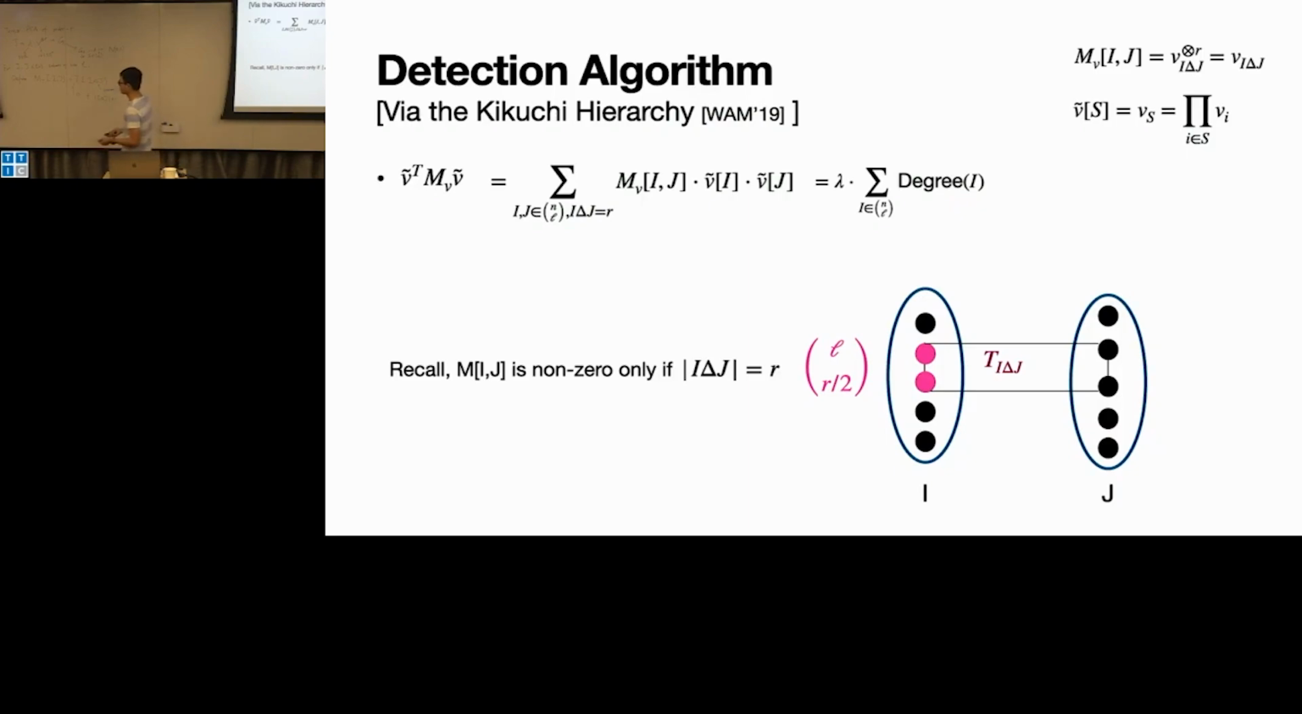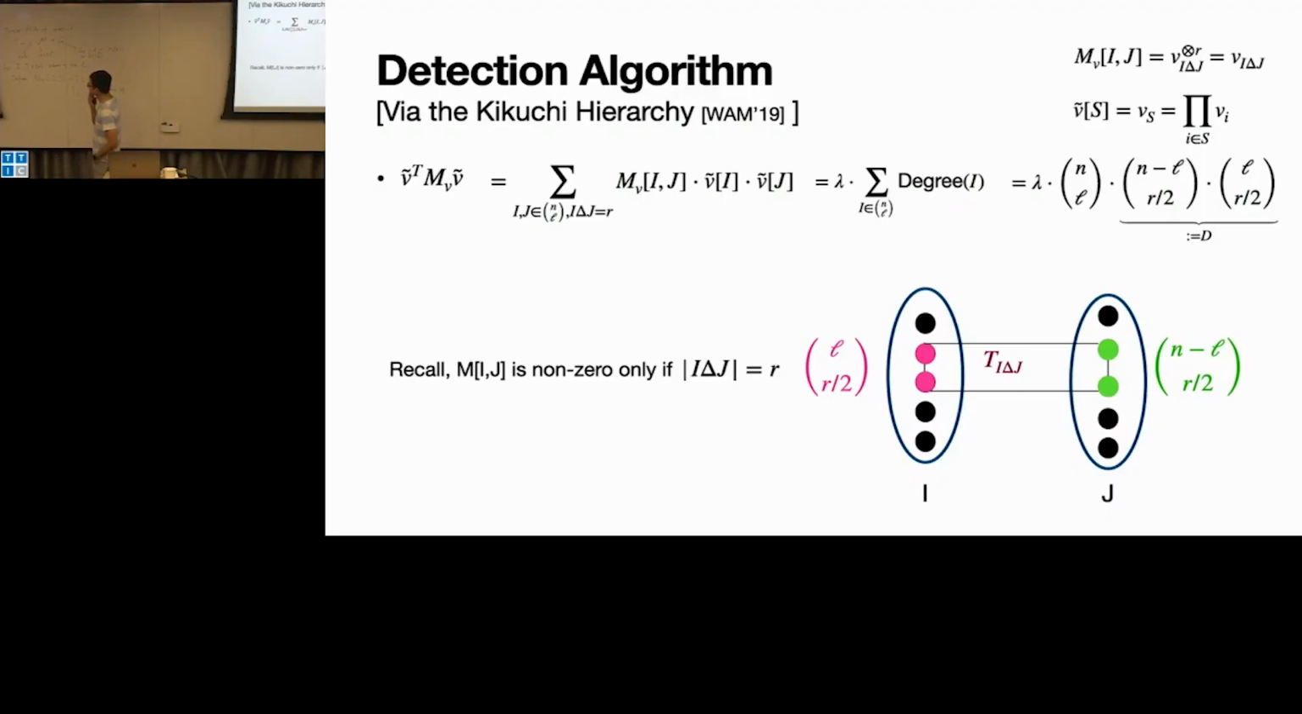And then you are going to swap in R over two new vertices, after you keep the other R over 2 out, and you have roughly n to the R over 2 many choices for the new ones. So the degree is really just the product of these two terms, and we're going to call this number D. In fact, you can also observe that the Kikuchi graph is very regular, it's actually a regular graph of degree D.